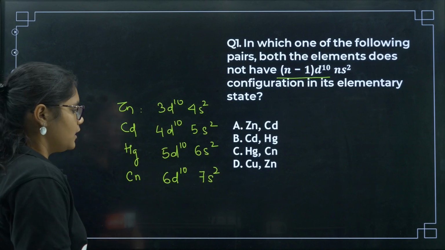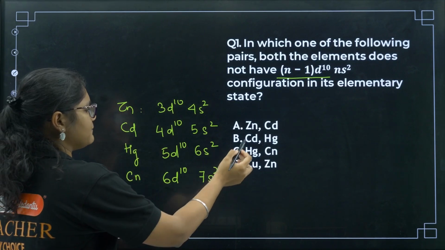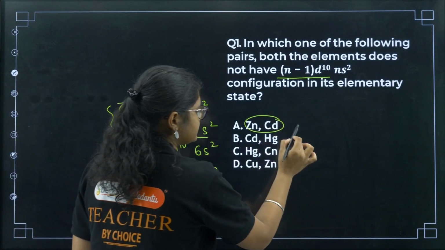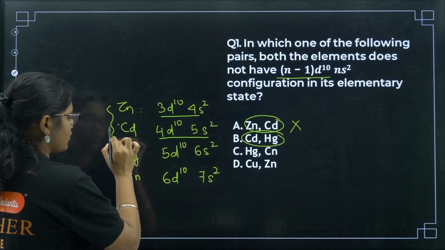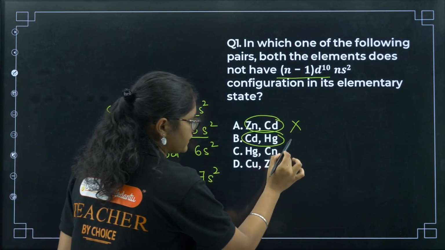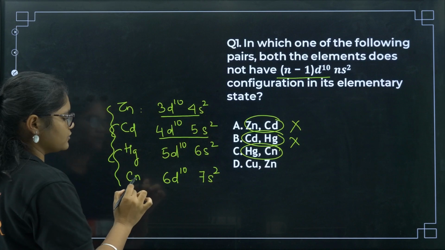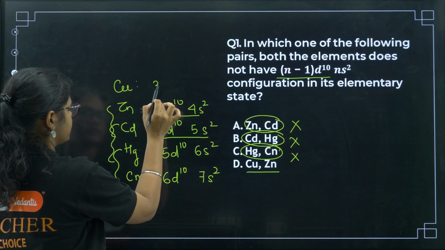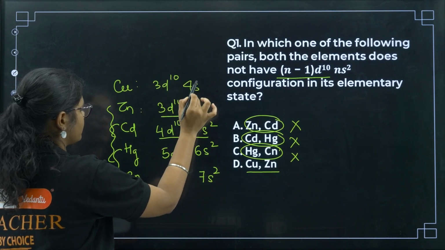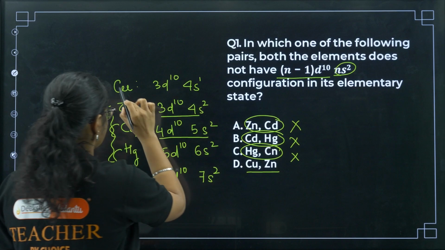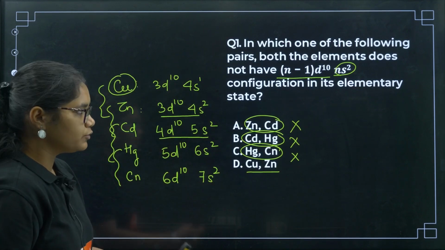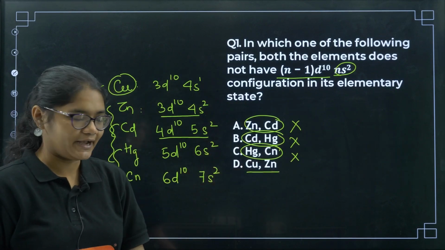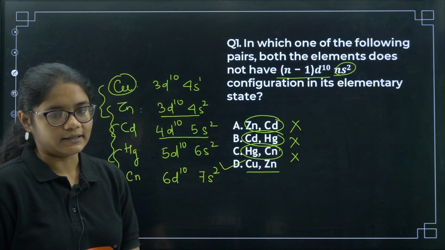Now if you see, zinc and cadmium both have (n-1)d10 ns2 configuration, so this cannot be the answer. Cadmium and mercury also have (n-1)d10 ns2 configuration, so that cannot be the answer. Hg and Cn also have it, so that also cannot be the answer. Now copper's electronic configuration is 3d10 4s1, so there is no ns2 configuration in copper. That is why copper and zinc are the pair where both the elements do not have (n-1)d10 ns2 configuration. The correct answer is option D.